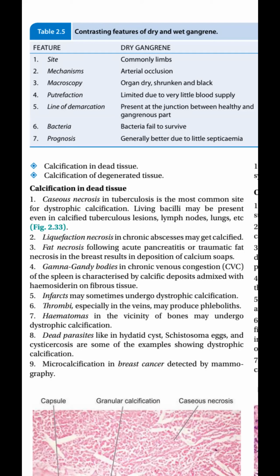What would be the sites where you can find such things? Lungs, stomach, kidney, blood vessels, cornea, and synovium. Okay. Is this clear to everyone?